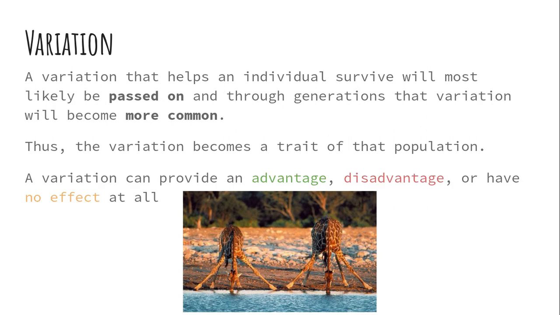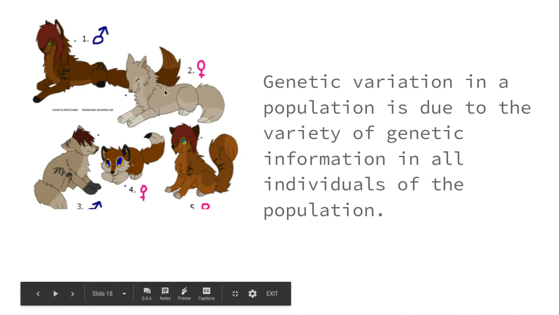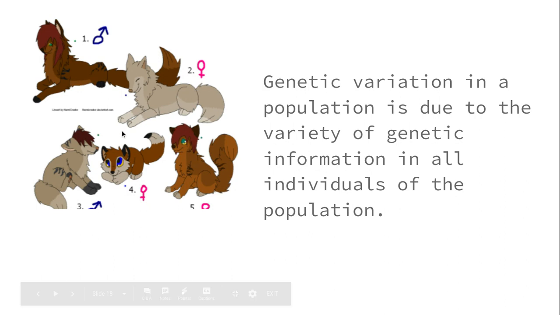Okay? Variation becomes the trait of that population. So all variations can provide an advantage, a disadvantage, or no effect at all. Sometimes you can have positive change, negative change, or nothing gets changed at all. So genetic variation in a population is due to the variety of genetic information in all individuals of the population.